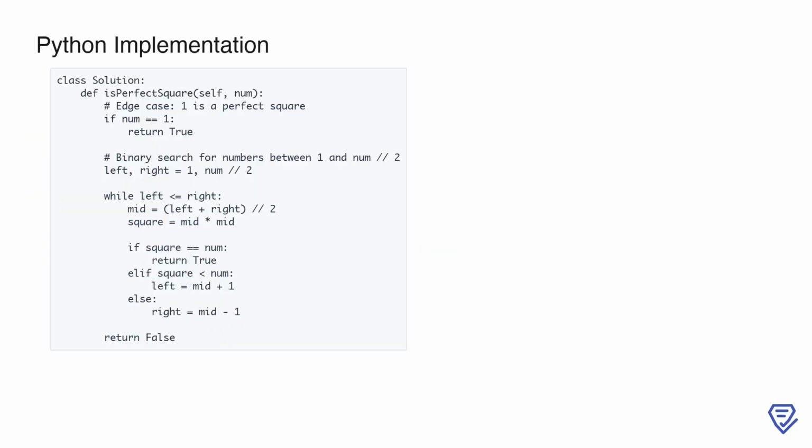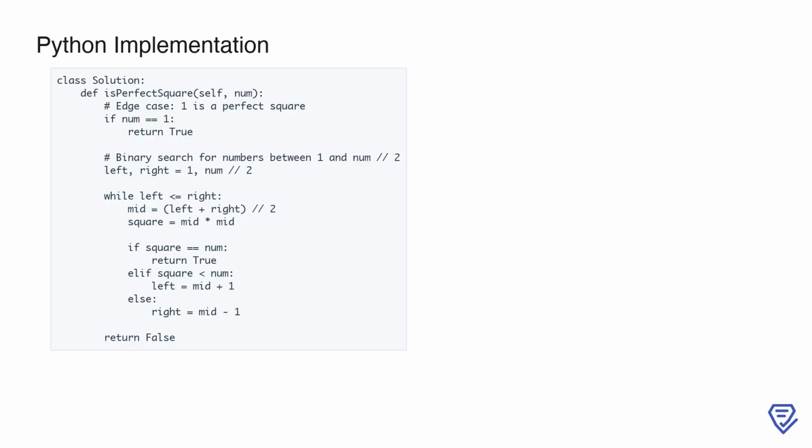This implementation determines if a given number is a perfect square using the binary search technique. The function isPerfectSquare starts by handling the edge case where the input number is 1, which is a known perfect square. If number equals 1, the function immediately returns true. Next, the binary search range is initialized. The left pointer is set to 1, and the right pointer is set to number // 2. This is because, for any number greater than 1, its square root must lie between 1 and number // 2.